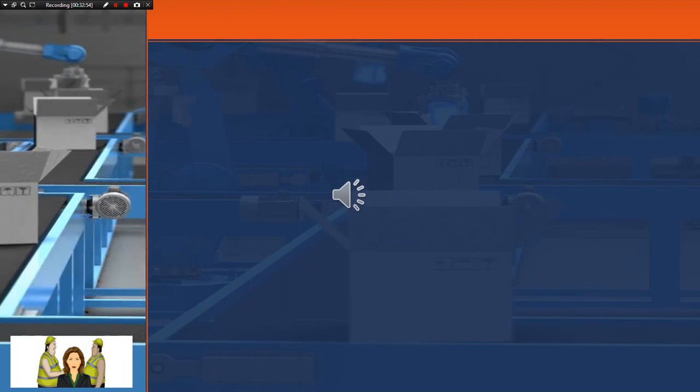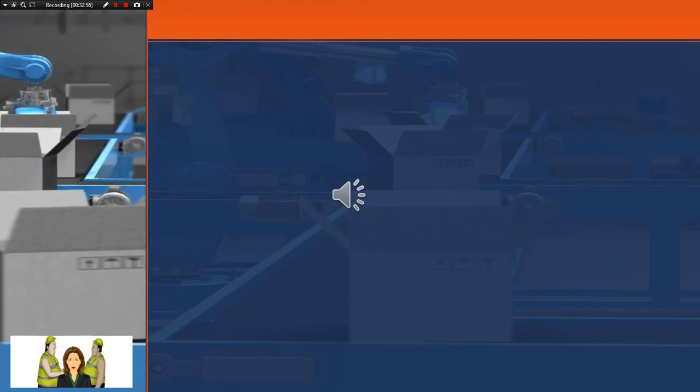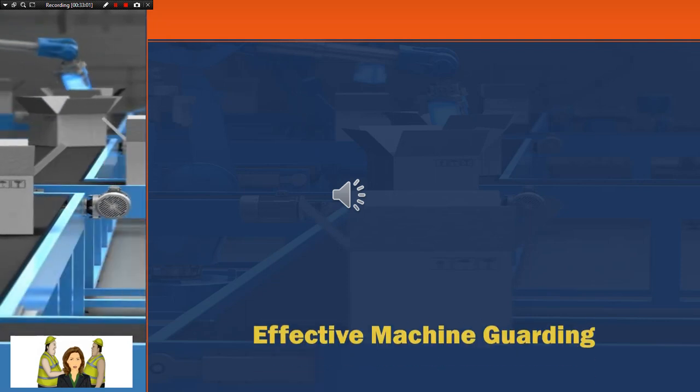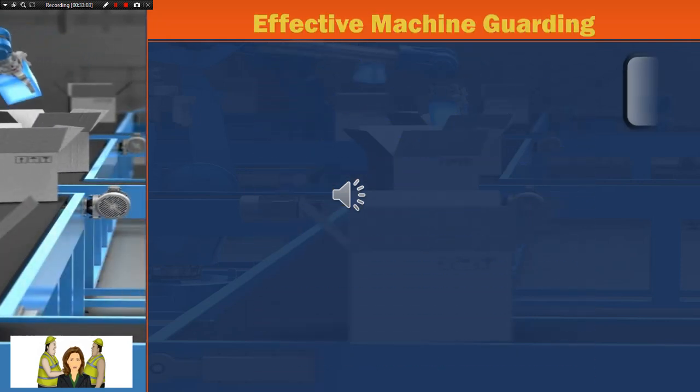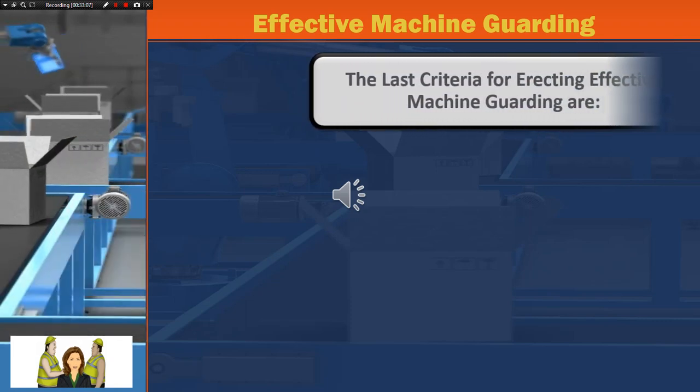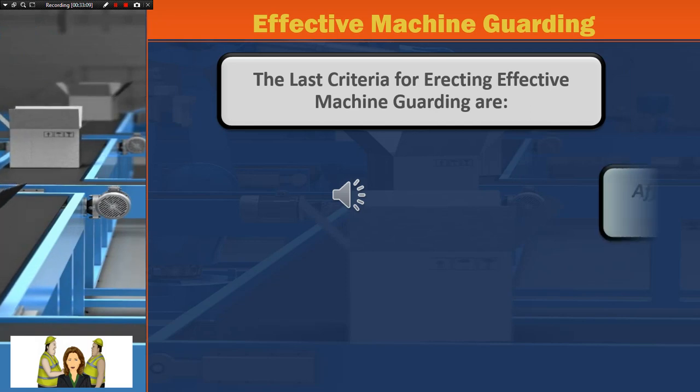Effective machine guarding. The last criteria for erecting effective machine guarding are: affixed to the machine where possible and remains secure; conforms with other appropriate standards such as ANSI, manufacturer specifications, etc.